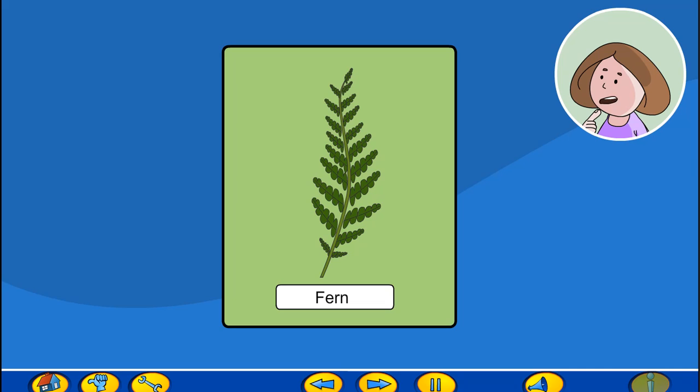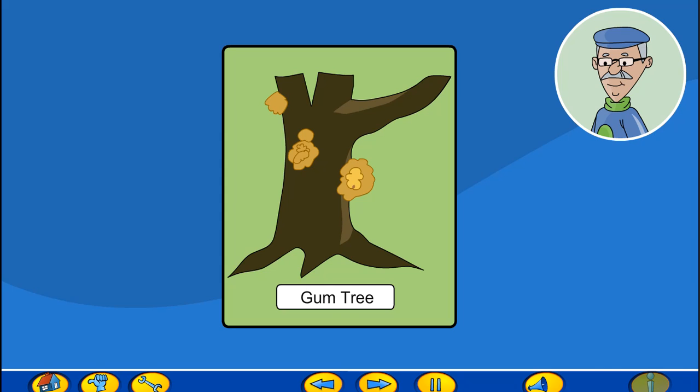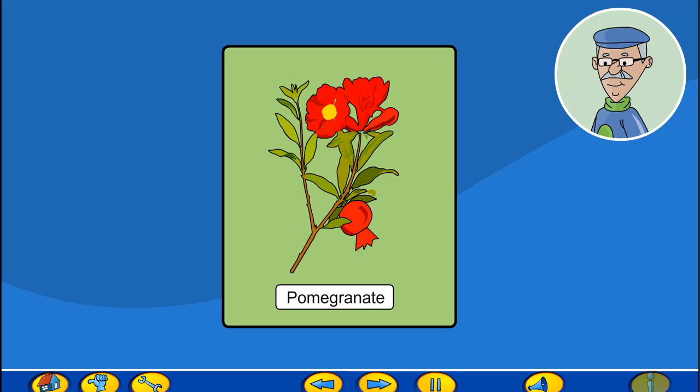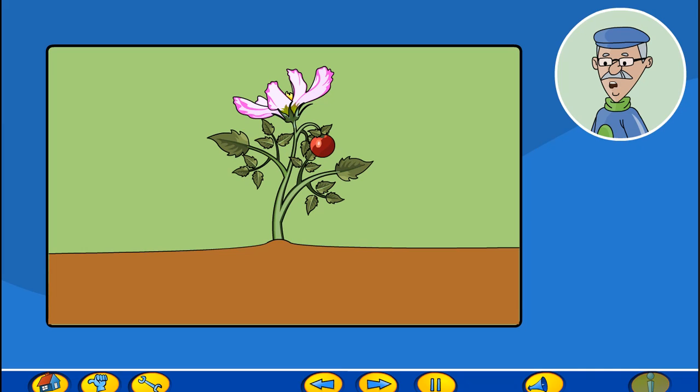Do all plants have flowers? No. Some plants don't produce flowers. Plants such as ferns, pine trees, mosses, gum tree, fungi are called non-flowering plants. In some plants, the flowers change into fruits. Grandpa, my teacher says that we must not pluck flowers. She is absolutely right.